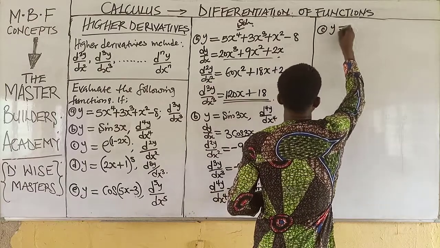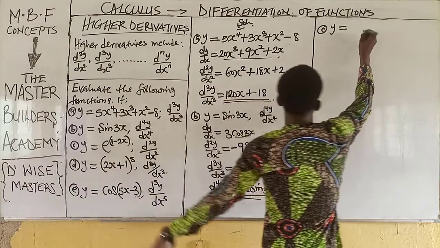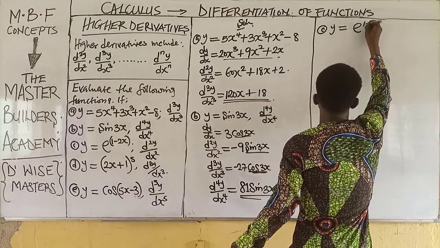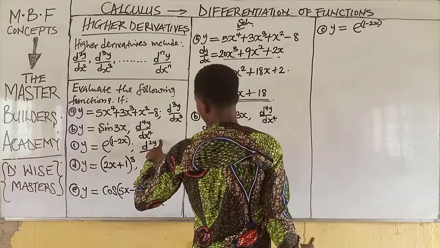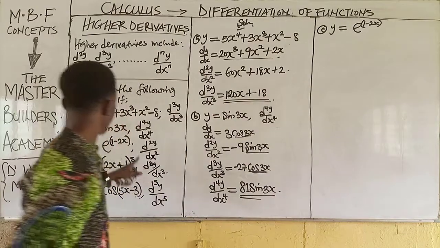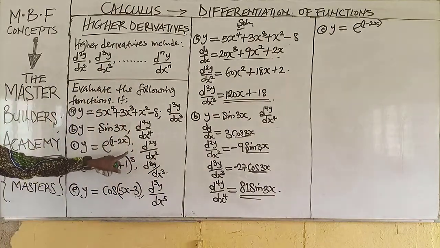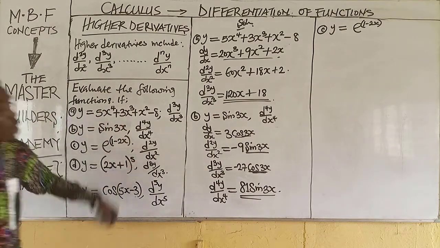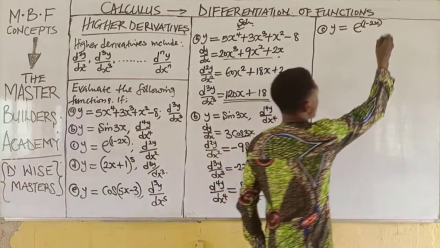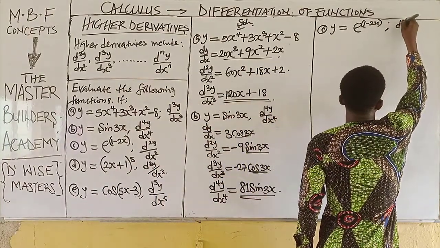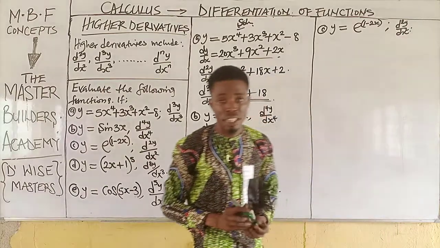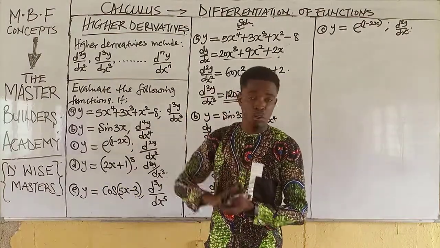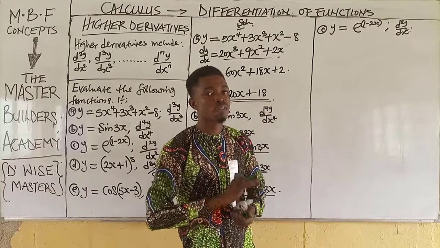Now, let's look at the next question, which is question number 6. We have that y is equal to e to the power of 1 minus 2x. Alright, so this is what we have. And we are asked to find what? The second derivative. So all we are looking for is the second derivative of this function. And to obtain the second derivative, you understand that you are going to differentiate this function 2 consecutive times.